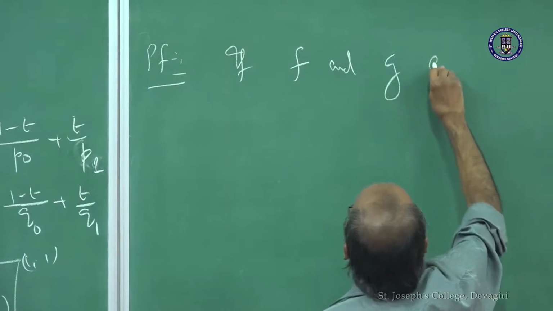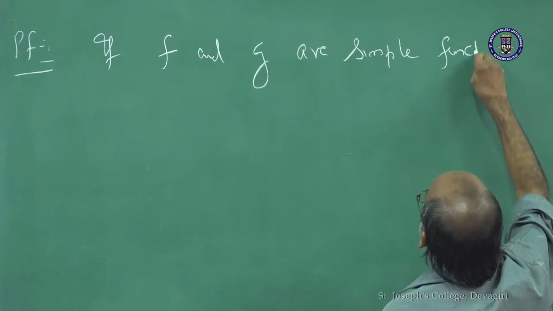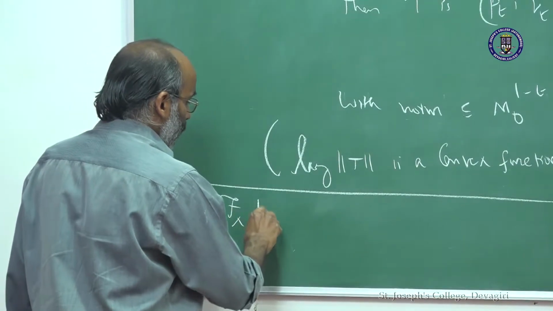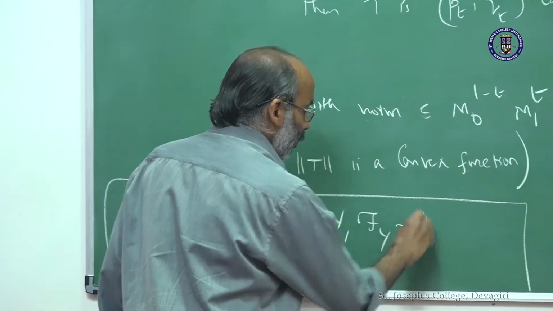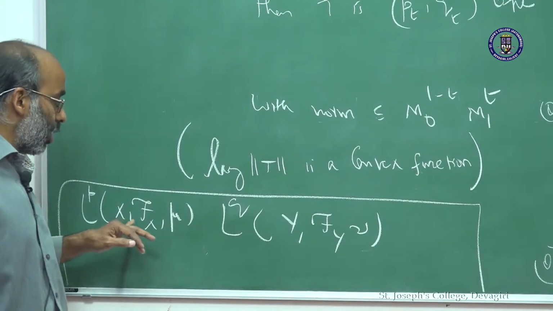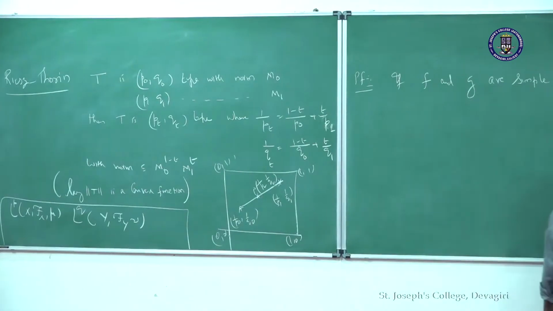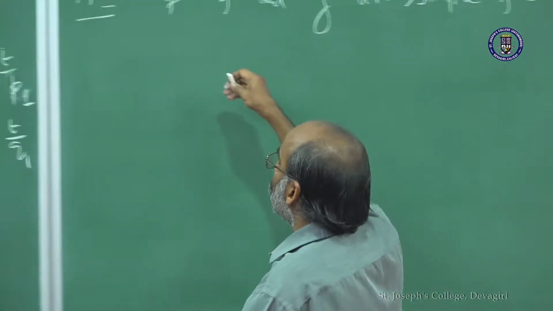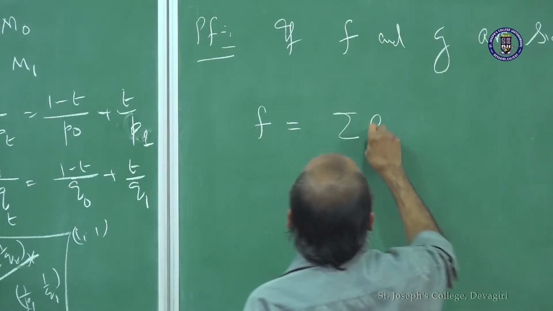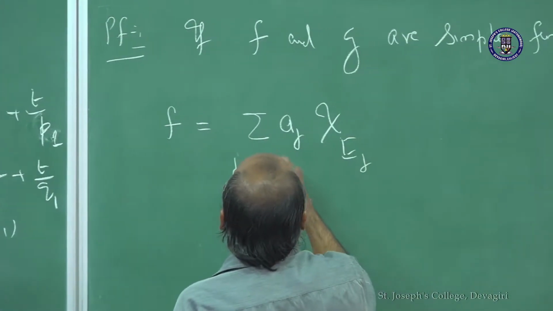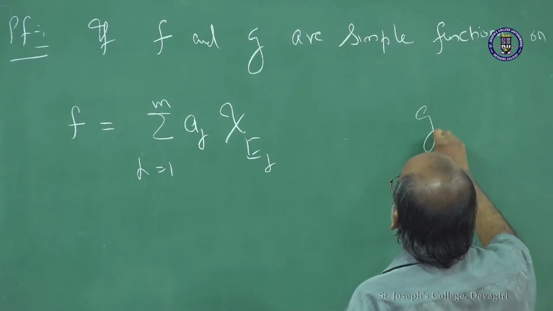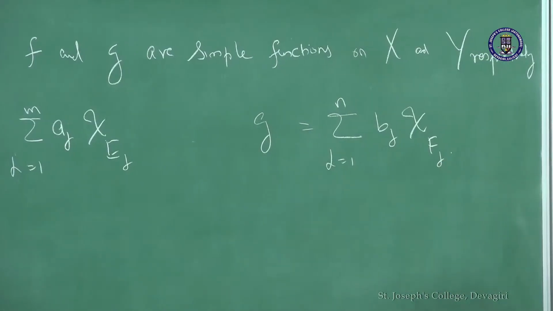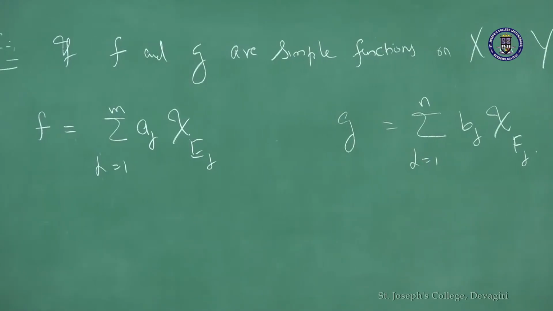If f and g are simple functions, so remember everything is happening on Lp spaces, right? We have two Lp spaces. So, we have Lp of X, F sub X, mu, and Lq of Y, F sub Y, nu, right? Both sigma finite measure spaces and so on. So, we are taking simple functions on X and simple functions on Y respectively, okay. So, I can write f as summation a_j chi E_j, j equal to 1 to some m, and I can write g as summation j equal to 1 to, let us say, n, b_j chi F_j, right. These are simple functions. So, I'll need to write them appropriately.